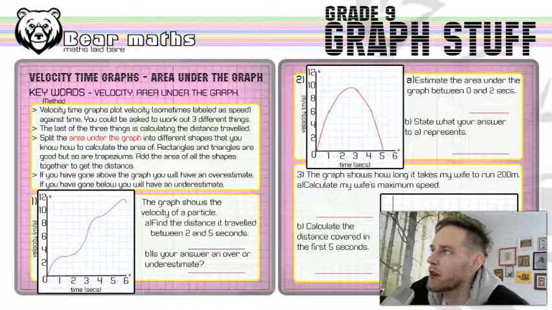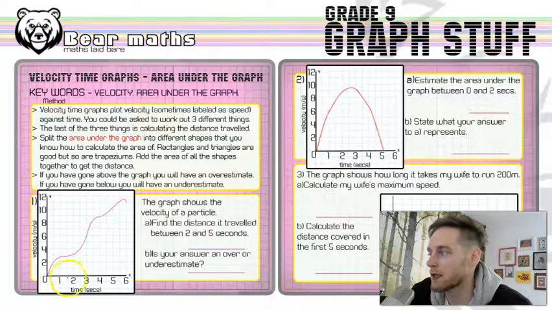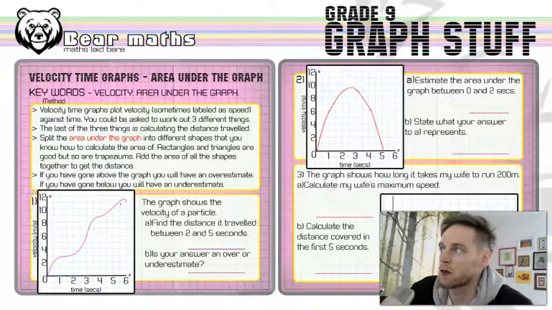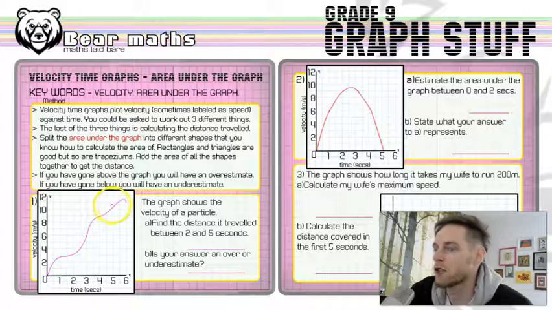Now, the area under the graph represents the distance travelled. So the distance travelled can be found if you work out the area between the x-axis and the graph itself. Velocity time graphs plot velocity, sometimes labelled as speed, against time. So velocity is on the y-axis and time is on the x-axis.